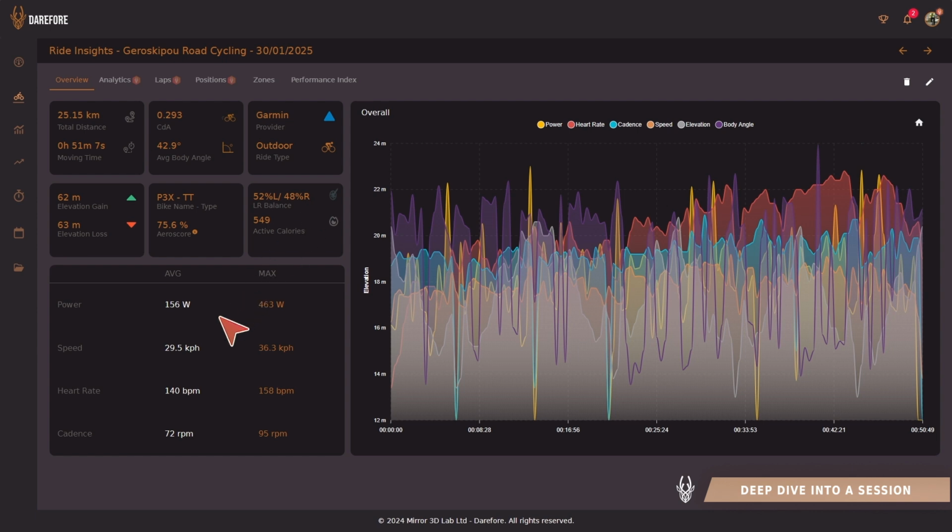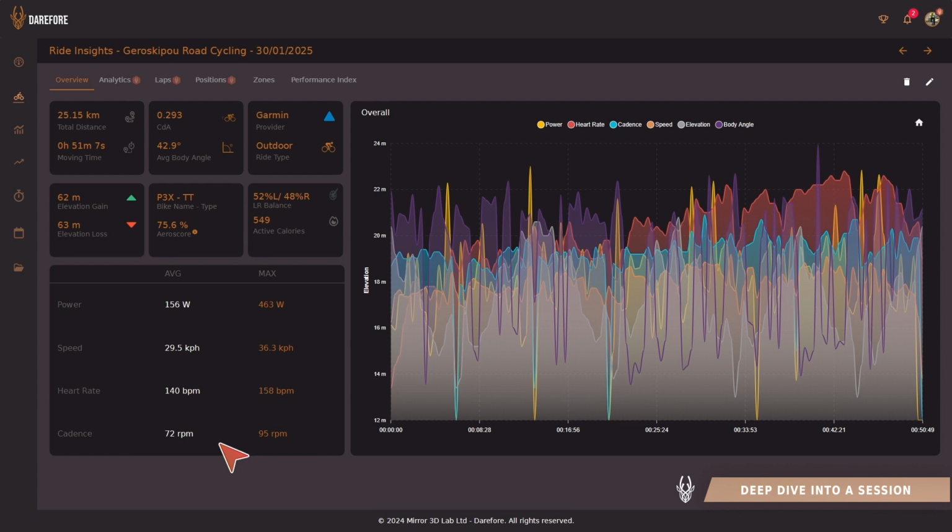The average power was 156 watts with a maximum of 463 watts. The average speed was 29.5 kilometers per hour with a maximum of 36.3 kilometers per hour. The average heart rate was 140 beats per minute with a maximum of 158 beats per minute. Finally, the average cadence was 72 revolutions per minute with a maximum of 95 revolutions per minute. These metrics provide valuable insights into the intensity and effort distribution throughout the ride.